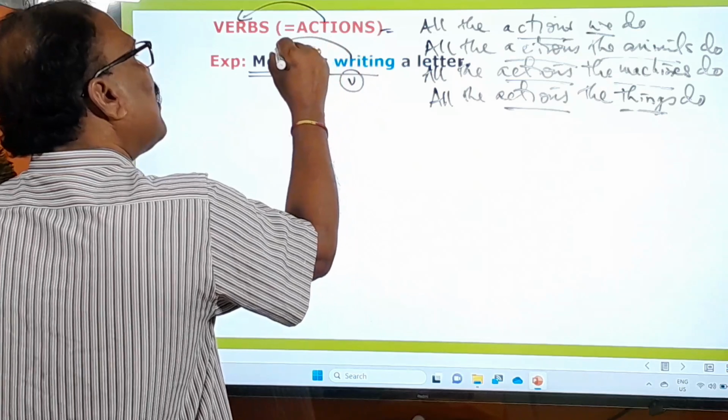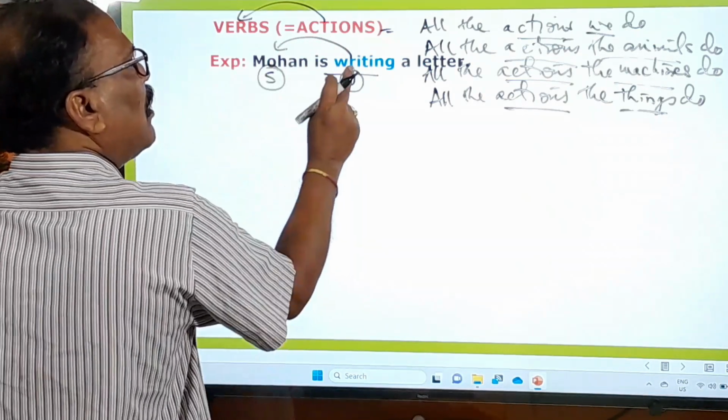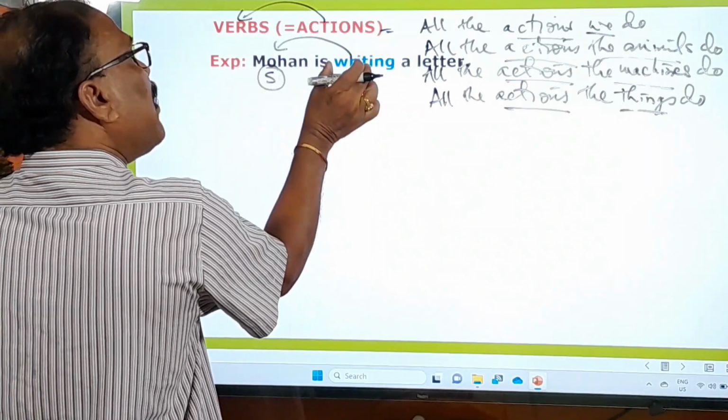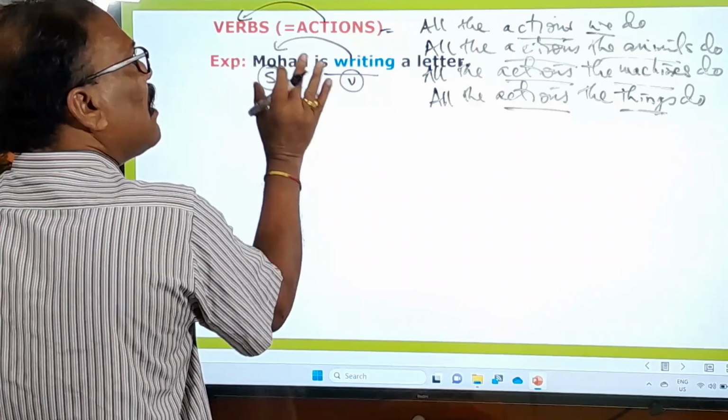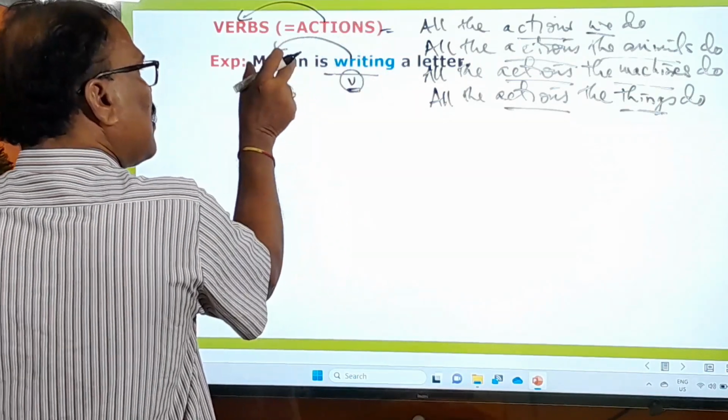The doer of the action is Mohan. And what is he called? He is called the subject. The doer of the action is always called the subject. This doer is always placed before the verb. That is an important point. Mohan is writing a letter. This is the verb or action. This is the subject. Okay.